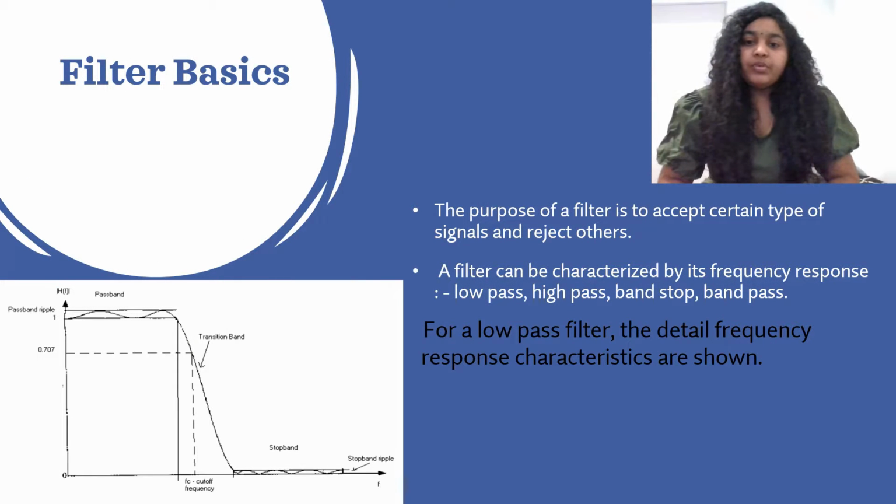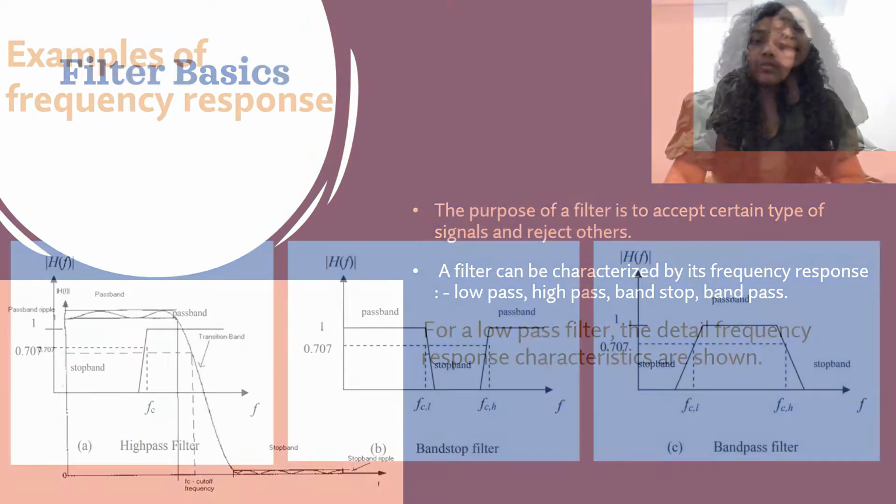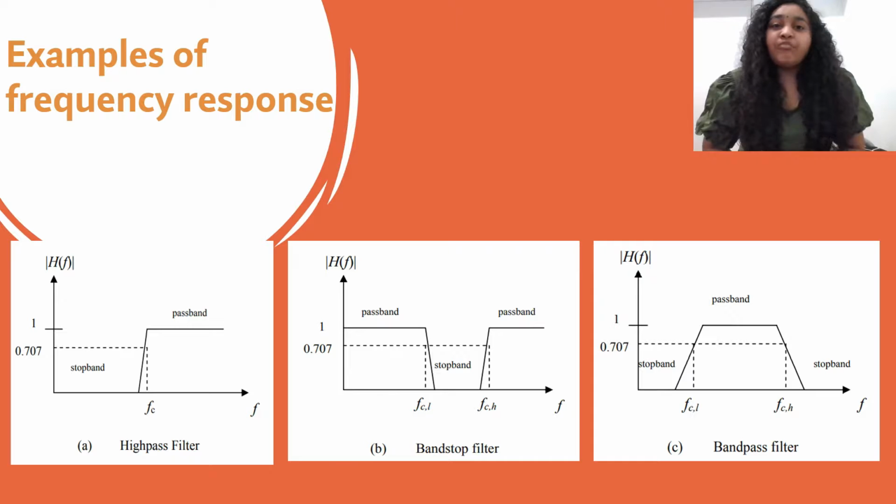The purpose of a filter is to accept certain types of signal and reject the others. The filter can be categorized by its frequency response. There are four types of filter: low pass filter, high pass filter, band stop filter, and band pass filter. This diagram shows the low pass filter. The detailed frequency response characteristics are shown. These are examples of the frequency response of high pass filter, band stop filter, and band pass filter.